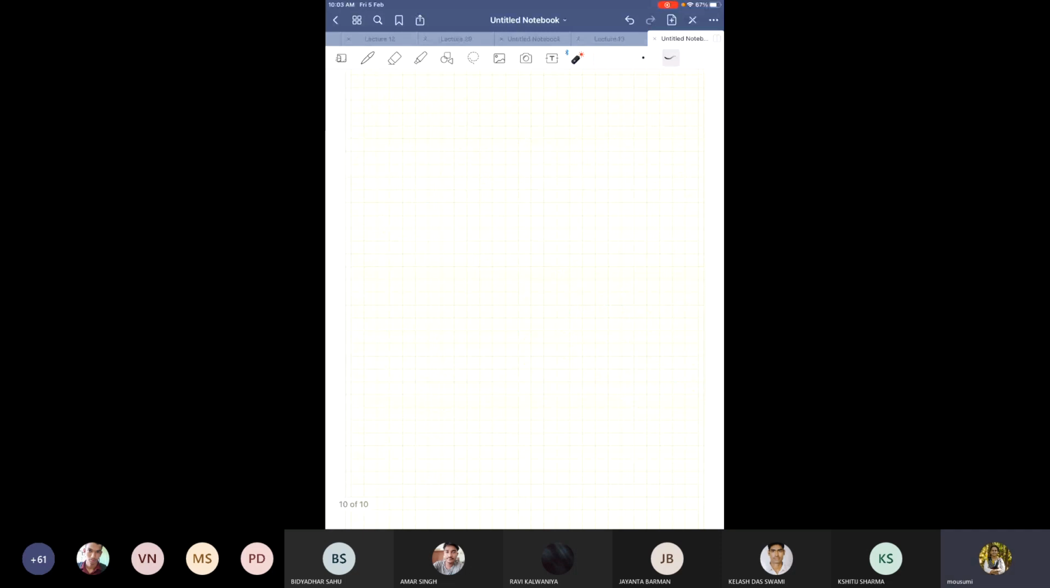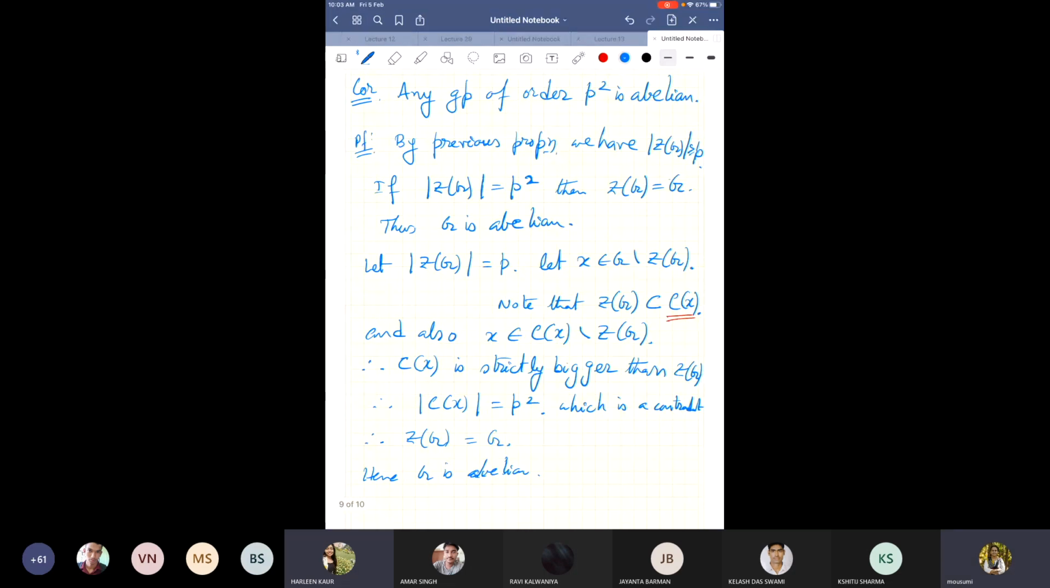This is just in the continuation. Ma'am, can you once again explain the contradiction, why it is there? Why is it a contradiction? Did you understand that this is equal to P square? Yes, ma'am. So now that means the centralizer is the whole group. From this, it implies that Cx is the whole group.